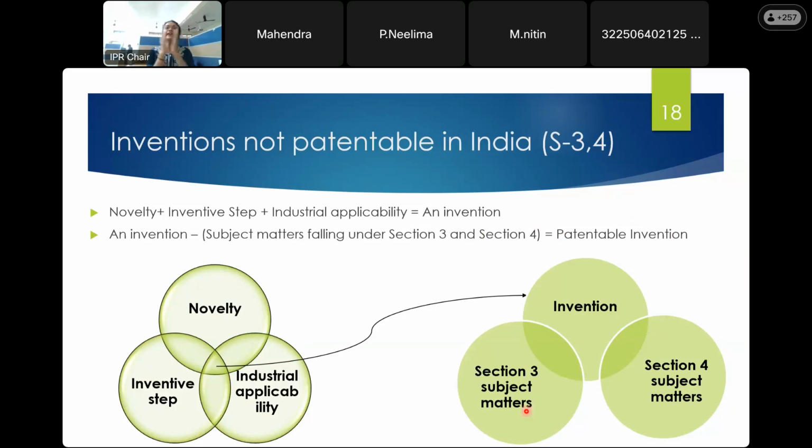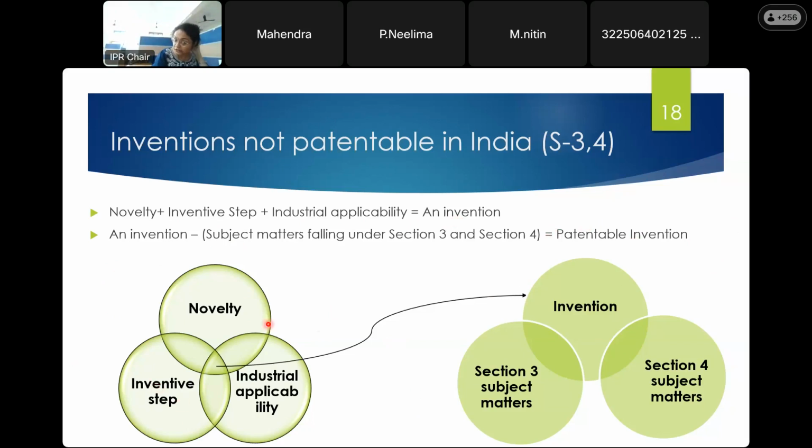So there is still something that can stop your invention from being patentable: the Indian Patents Act has got 2 sections, section 3 and 4, that are for non-patentable subject matters in India. So here with a Venn diagram, I'm trying to make it clear that when your invention has got novelty plus inventive step plus industrial applicability, that thing will be called an invention, right? However, in invention, take out the subject matters that fall under section 3 and 4. Only whatever is remaining should be the invention.